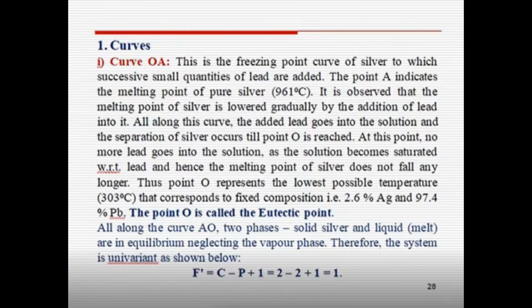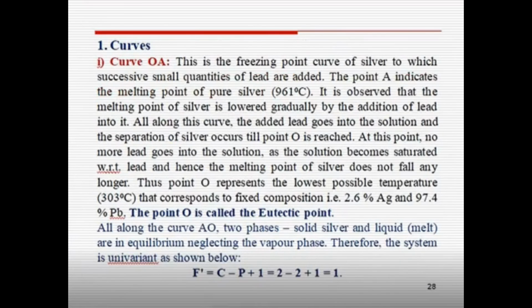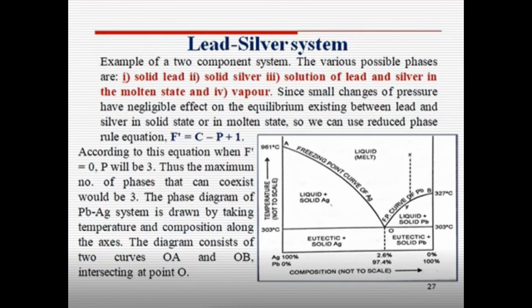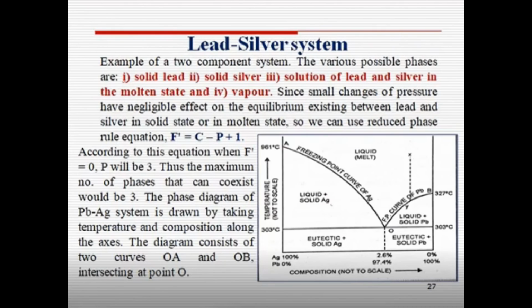First we will start with the curves. First is curve OA. The curve OA is the freezing point curve of silver to which successive small quantities of lead are added. The curve starts at point A, which is the freezing point of pure silver, that is 961 degrees Celsius. It is observed that when we add lead into silver, the melting point of silver decreases gradually along the curve AO.